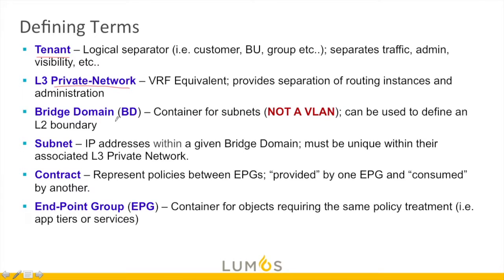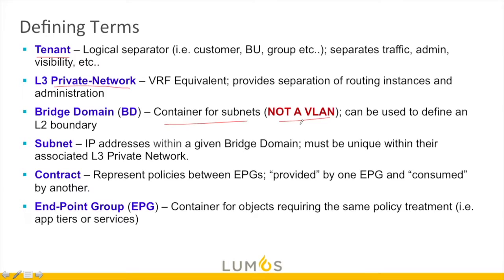Bridge domain, it's a container for subnets. It is not a VLAN. And it can be used to define a layer 2 boundary though. We can have multiple VLANs assigned to a bridge domain. If you think about it, what we used to use private VLANs for, what we still use private VLANs for, that's kind of what we're going to be talking about with bridge domains. So that's one of the more interesting aspects of ACI that doesn't have quite an equivalent or an analog in the traditional networking world. So we'll spend quite a bit of time talking about bridge domains.